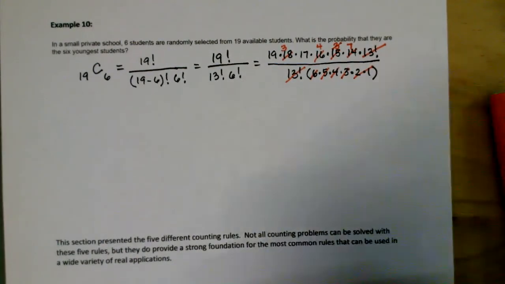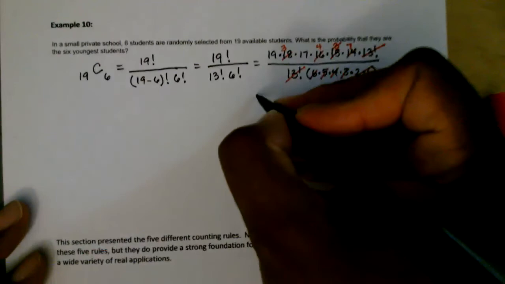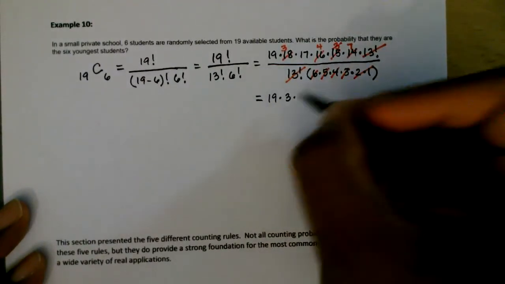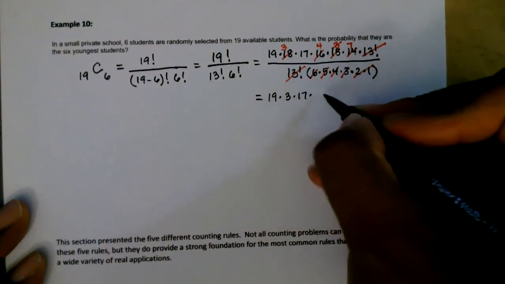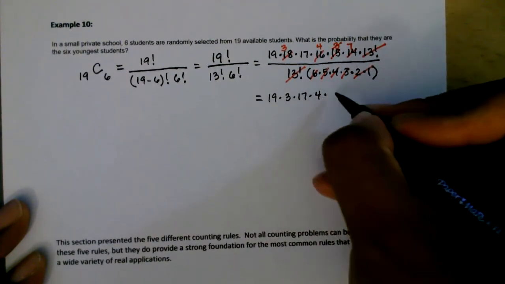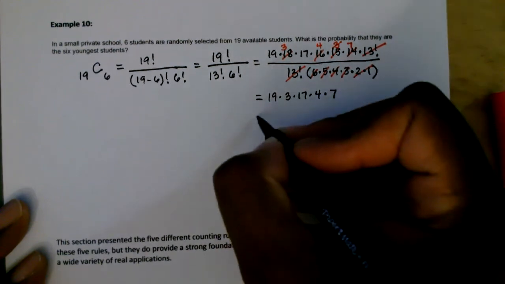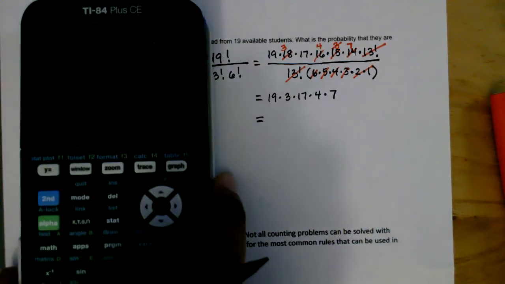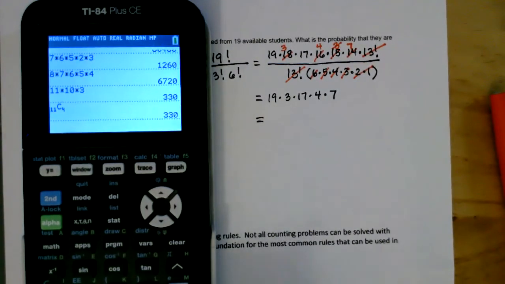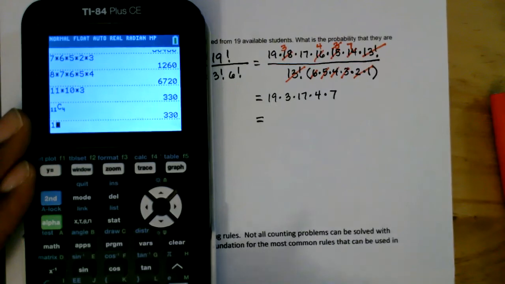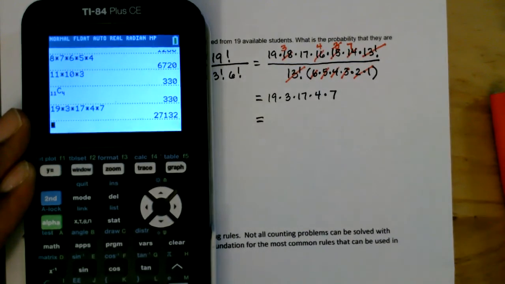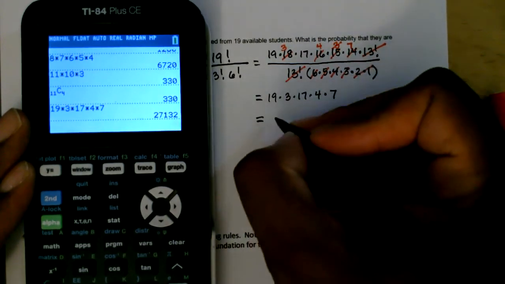So all I'll be left with is this. I'm going to write this out. 19 times 3 times 17 times 4 times 7. So in this case, if I do 19 times 3 times 17 times 4 times 7, I'm going to get 27,132.